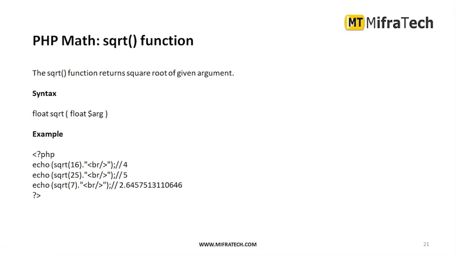SQRT function. When you give any number, its square root will be displayed. Echo sqrt of 16 is 4, 25 is 5. If sqrt of 7, it will be displayed as a float value.